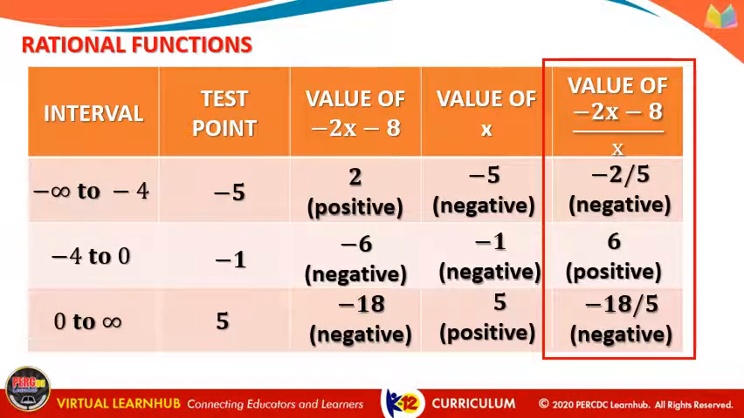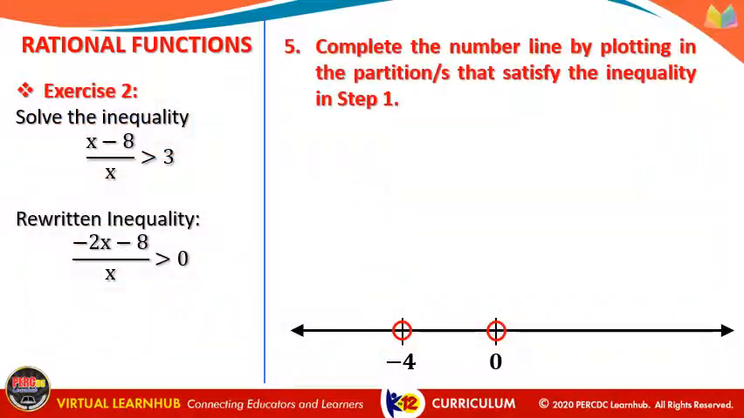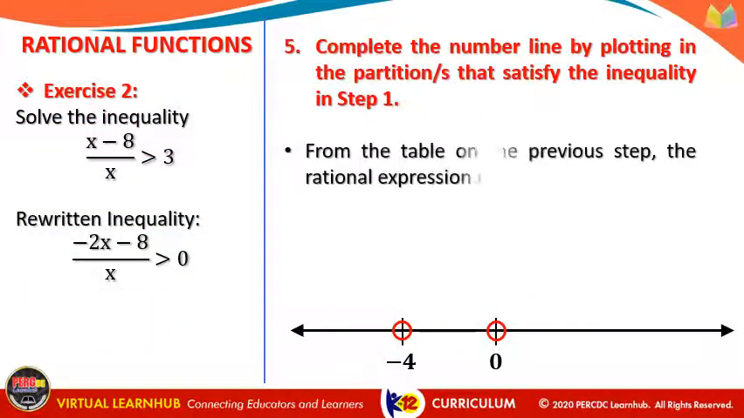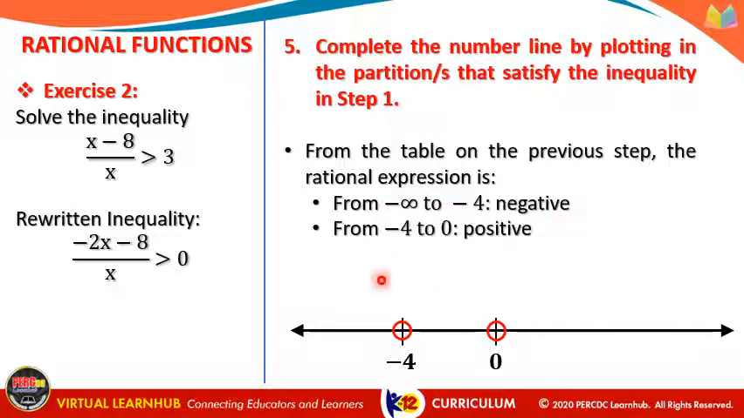Alright, let's now go to step 5. Let us now complete our number line. Again, from the table that we have just obtained, from negative infinity to negative 4, between these values, our expression is negative. Between negative 4 to 0, our expression is positive. And lastly, between 0 to infinity, our expression is negative.